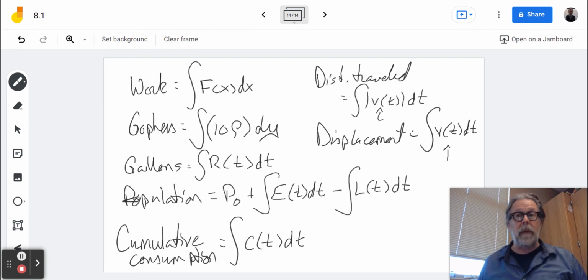And if you see a problem that's asking for some kind of accumulation, it's just a function of translating it in your head and saying, this is an accumulation. What do I know about the accumulation? Can I build that Riemann sum? And then can I convert the Riemann sum to an integral?